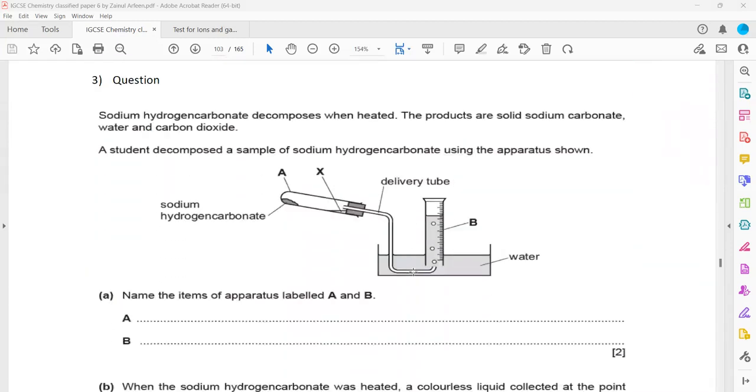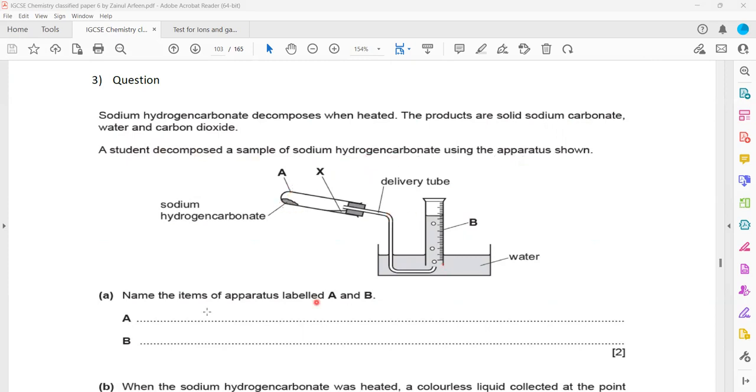In question 3, sodium hydrogen carbonate decomposes when heated. The products are solid sodium carbonate, water and carbon dioxide. A student decomposes a sample of sodium hydrogen carbonate. This is sodium hydrogen carbonate.